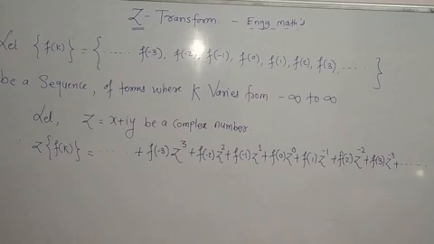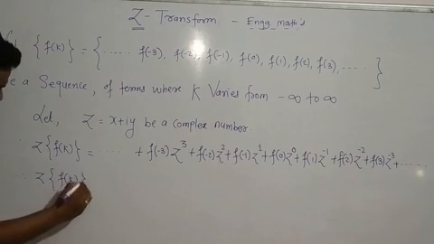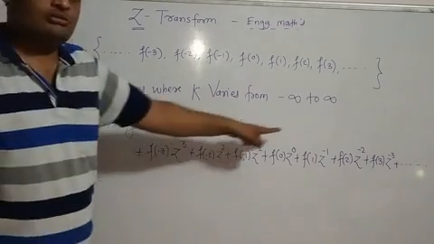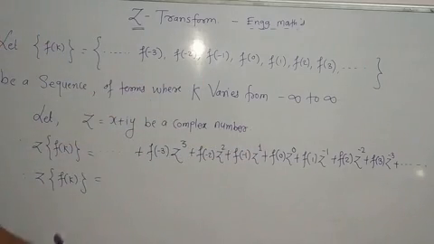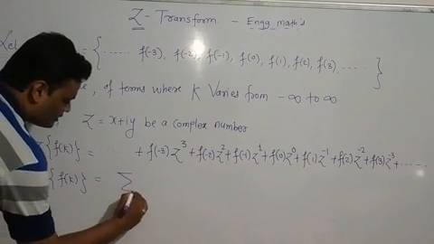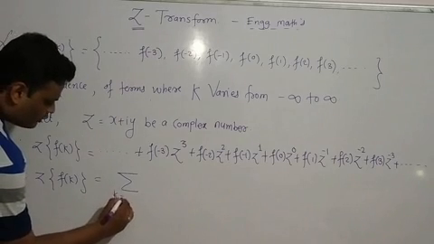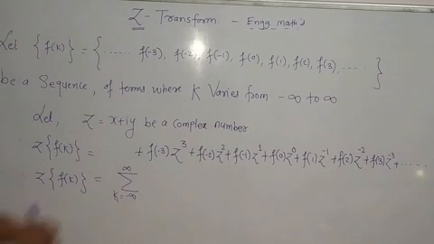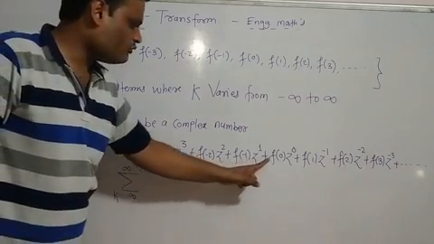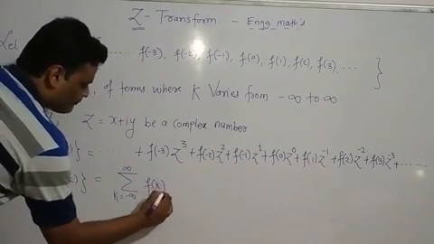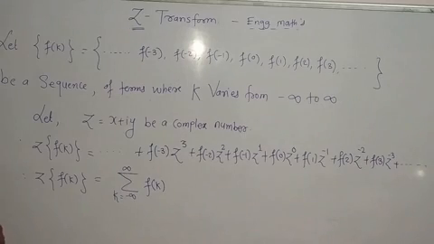Okay, so if I sum up and write it in the form of summation, what is z of f of k? Now this is a summation. Okay, sum of all these functions from minus infinity to infinity. So I have summation where k varies from minus infinity to plus infinity. Okay, and what we have here, f of minus 3, f of minus 2, f of minus 1, 0, 1, 2, 3. So these all are f of k, right, into z raised to.